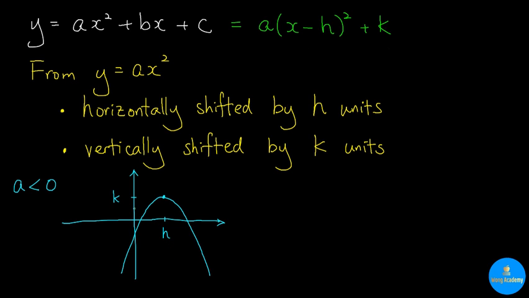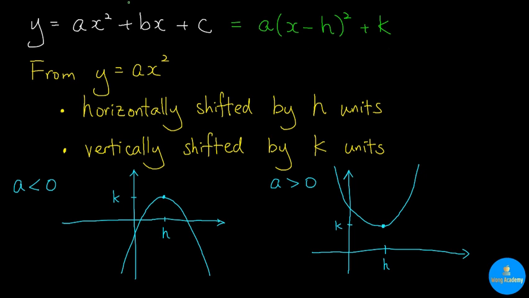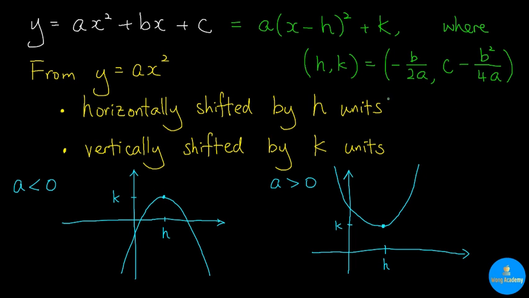where the new vertex is at h, k. If a is bigger than 0, then the parabola y equals ax squared is opening upwards, and so the new parabola will become this, with the vertex also at h, k. Since h, k is always the vertex of the parabola, we will call this formula the vertex formula of the quadratic function.